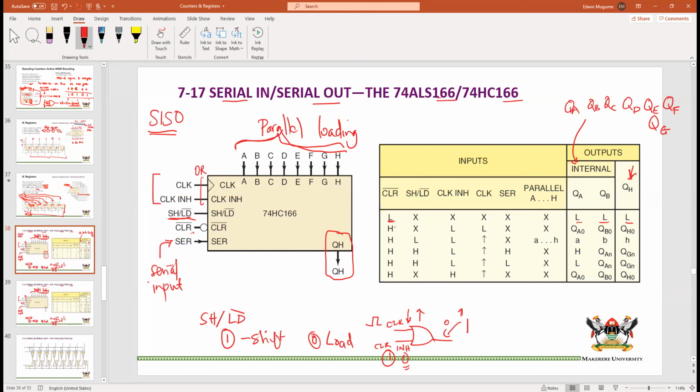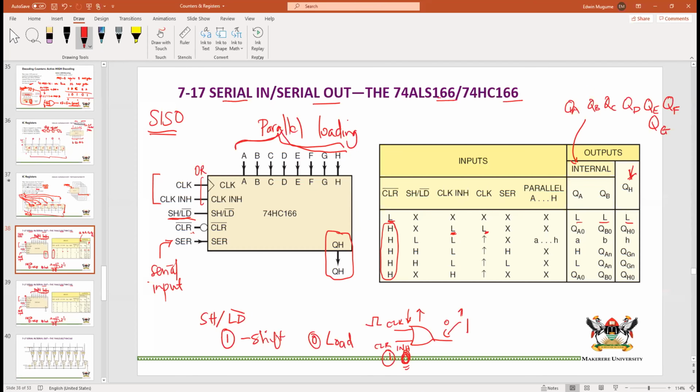Now, if we don't want to clear, then we must make sure that all these are high. So otherwise, outside of that one command where we clear, the clear should always be high so that it is not active, it is inactive. Then we see the clock inhibition. We have a low on the clock. We said that if we have a 0, we have a low, and also the clock is low.